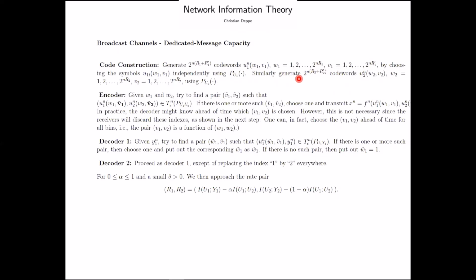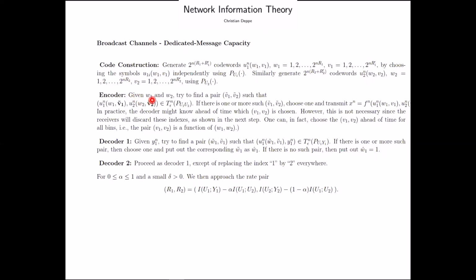Similarly, we generate 2^{n(R2+R2')} codewords for the second dedicated message. So we have U2^n(W2, V2), where W2 goes from 1 to 2^{nR2}, the rate of the second dedicated message, and V2 goes from 1 to 2^{nR2'}, where this is the size of the bin again. Now, the encoder.